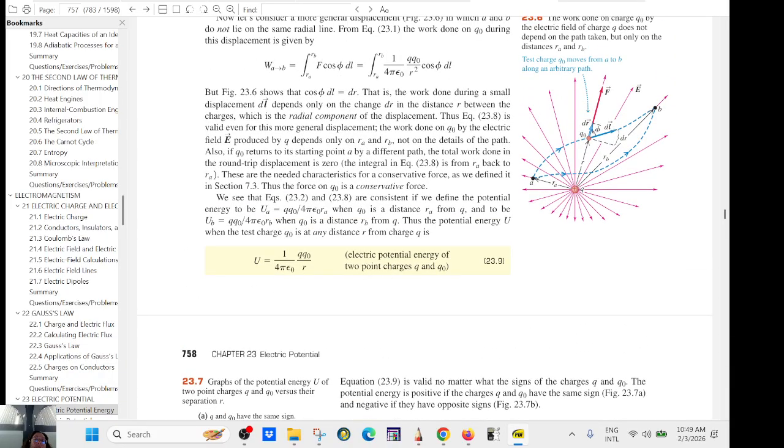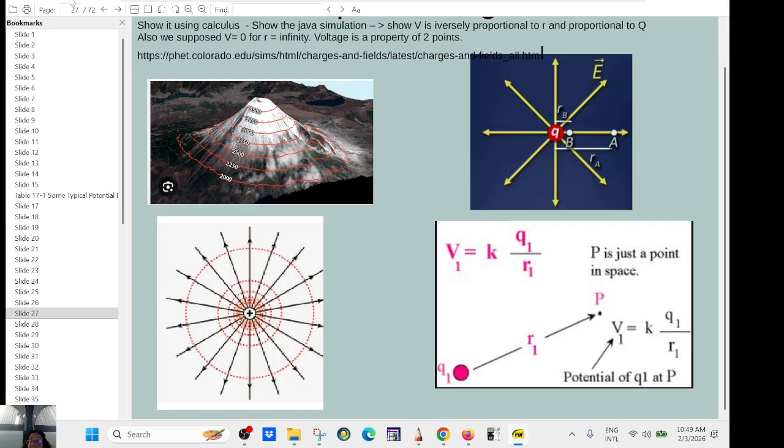So the voltage is per unit charge. So Q equals 1. And at infinity, we decide that the voltage equals 0, so the potential energy equals 0. So they do the computation for you. Any question?